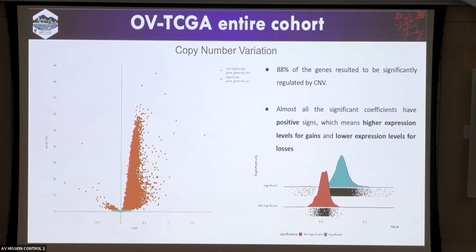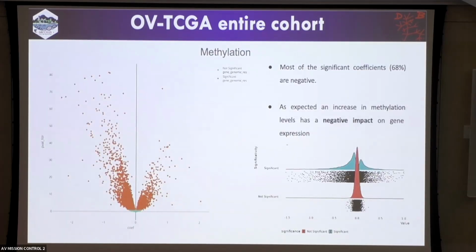That is very important because it's what we expect from the biological point of view, because it means that if copy number variations go higher, also gene expression goes higher, and vice versa. And this is an indication of the robustness of the model. For methylation, we have quite the opposite. Again, we found a lot of significant coefficients, but most of the significant ones in this case are negative. And again, this is what you would expect from the biological point of view, because it means that when methylation goes higher, gene expression decreases.